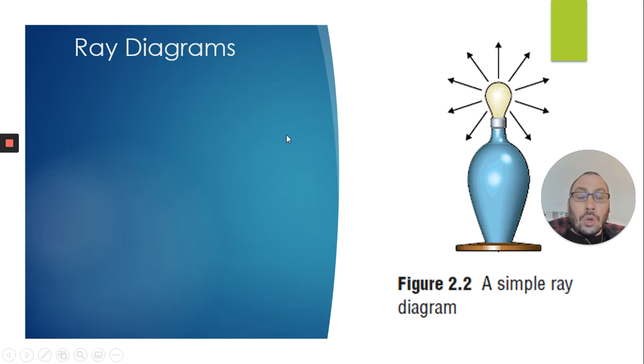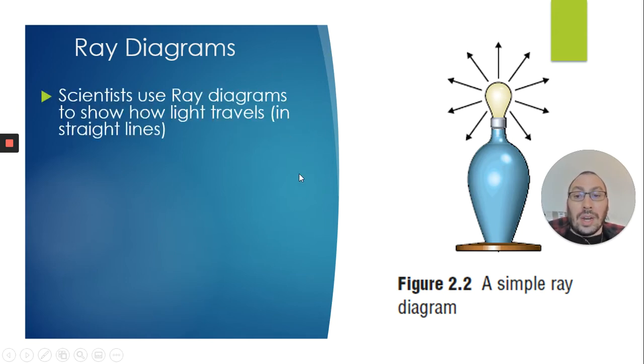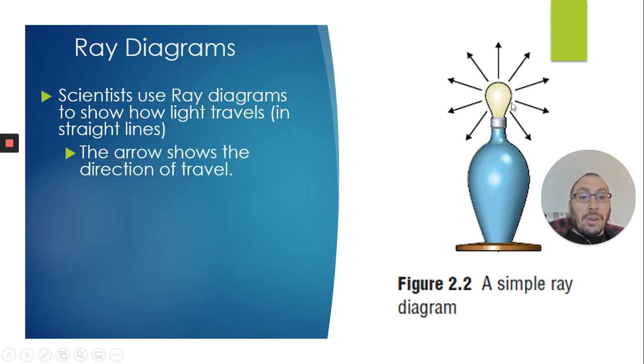In order to show how light behaves, scientists use ray diagrams. And we've got a picture of a ray diagram on the right here, where we have just a picture of a light bulb with rays going all over the place in all different directions. Okay, the arrows show the direction that the light travels. The arrow is a very important part of the ray diagram, and you're going to see that in future lessons.